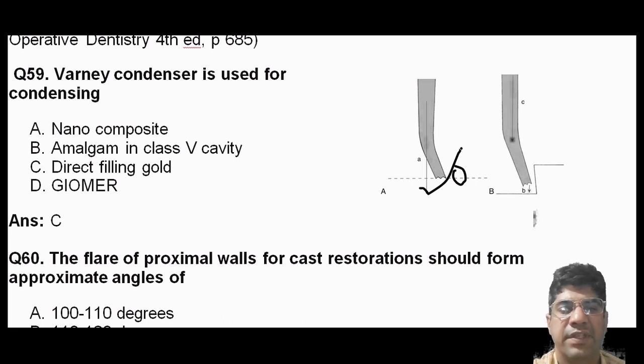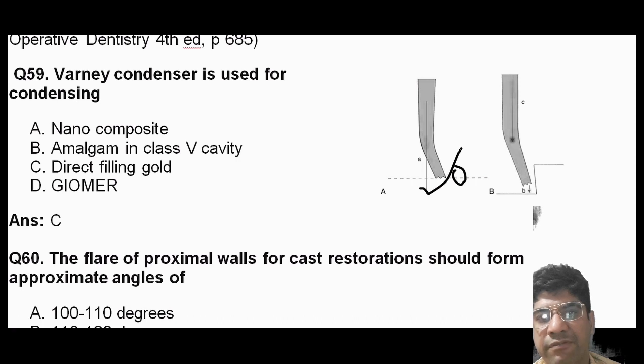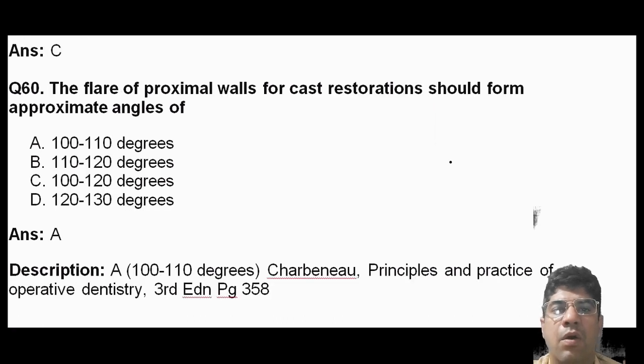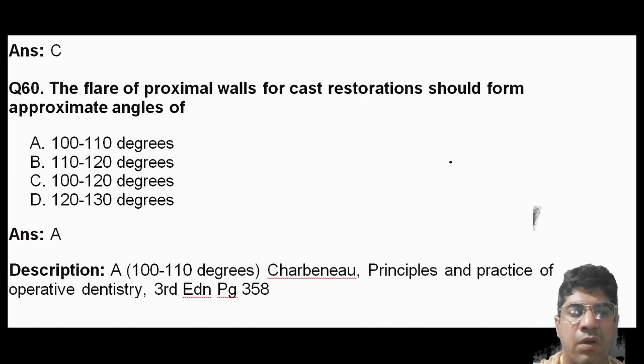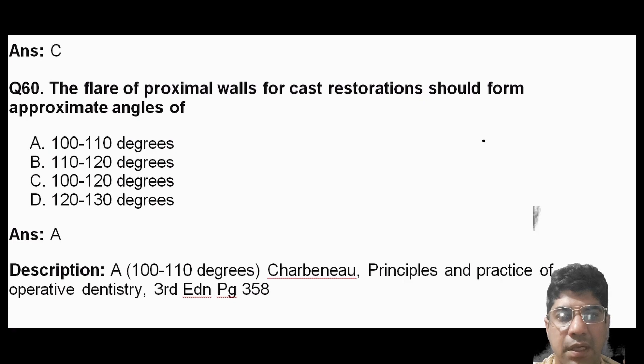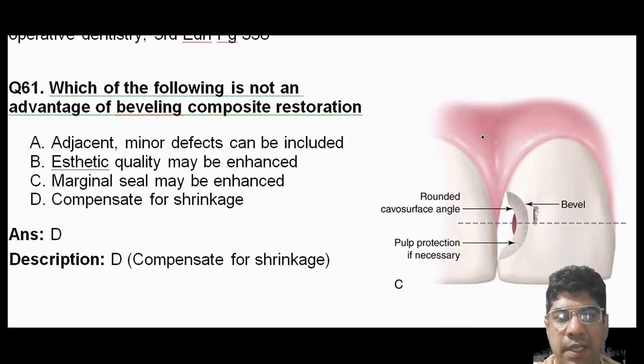The primary function of this Warne condenser is to condense or pack the dental restorative material into the prepared tooth cavity. So that helps to ensure proper adaptation of material to the cavity walls, reducing the voids and improving the overall integrity and longevity of the restorative material. The flare for the proximal wall for cast restoration, the answer is 100 to 110. So that helps in achieving the proper taper and convergence for the restoration.